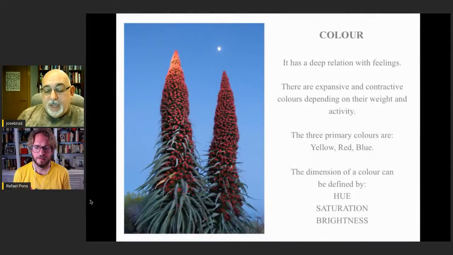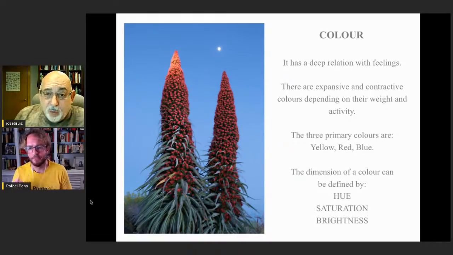So still we are making some improvements in composition. Well, about color, it has a deep relationship with feelings. Color is about feelings. It's about emotion. There are expansive colors like all the warm colors like red, pink, orange, and contractive, the greens, the blues, and it depends on the weight and the activity they have.